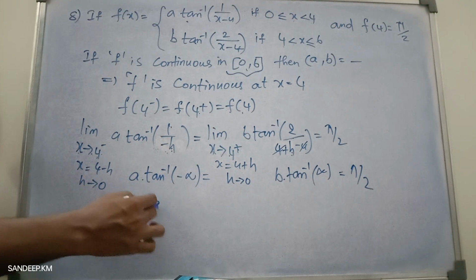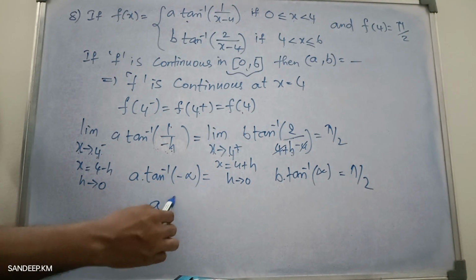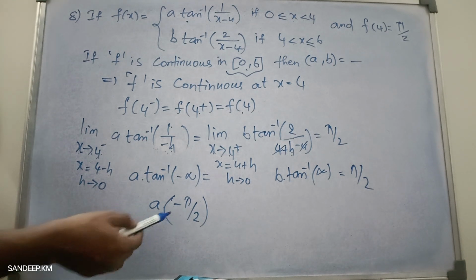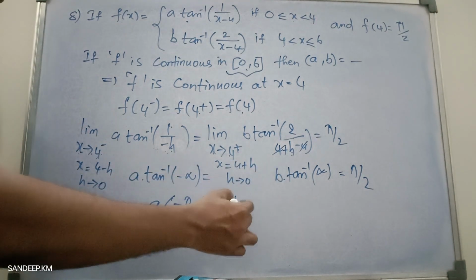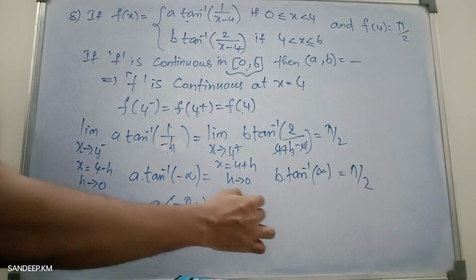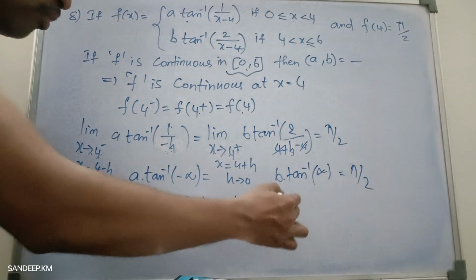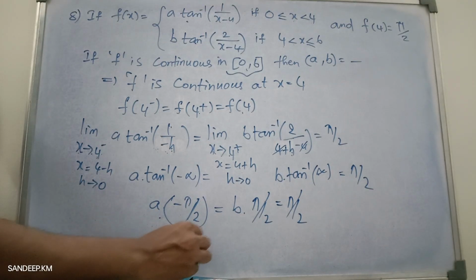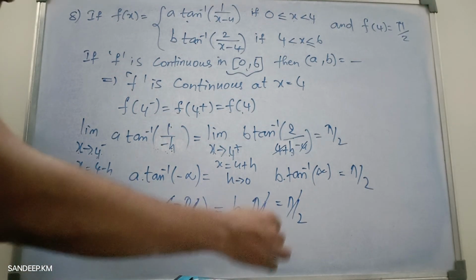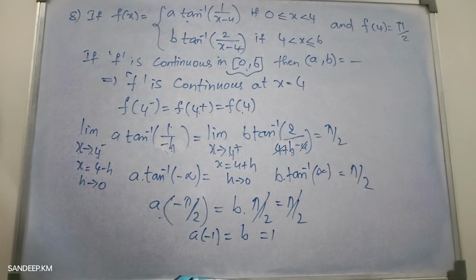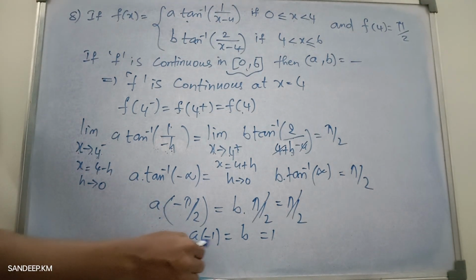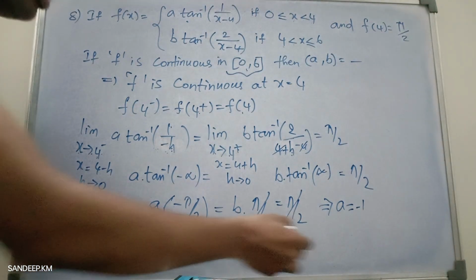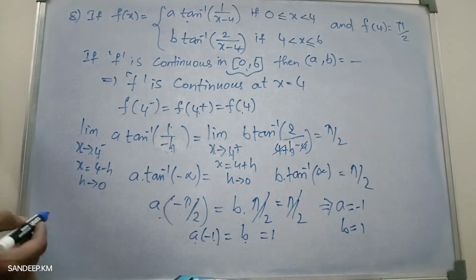Dear students, a into tan inverse of minus infinity is minus pi by 2. Of course, only approaching, not exact value, correct or not? Equal to b into tan inverse of plus infinity is pi by 2 and equal to pi by 2. So pi by 2's will get cancelled here. We will get a into minus 1 is equal to b, which is equal to 1. So a into minus 1 is 1. You will get a as minus 1 and b is equal to 1.